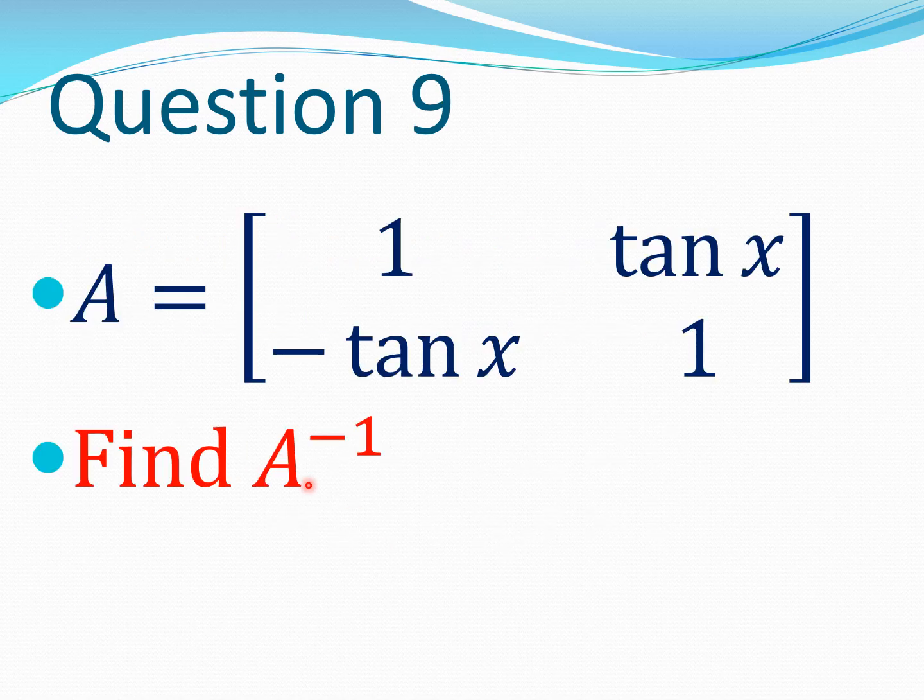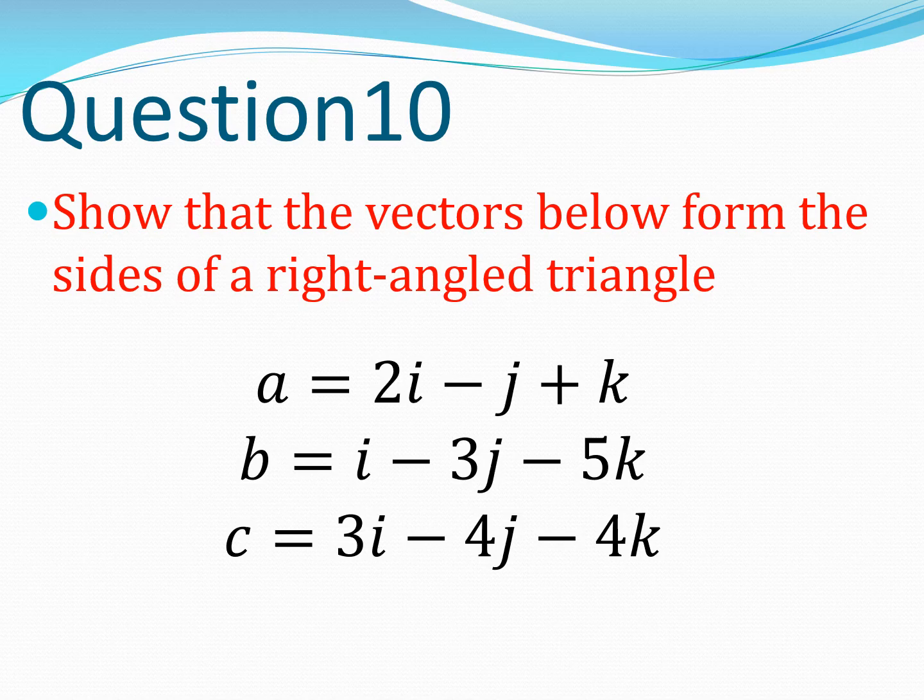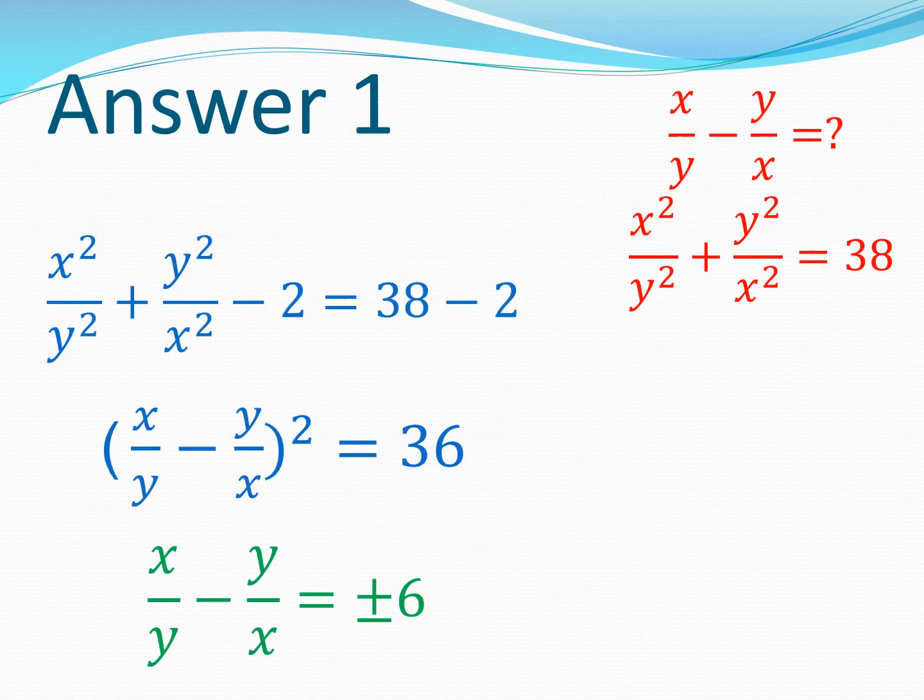Question number 9 gives you a particular matrix. So this is the A matrix, 1, tan x, minus tan x, 1. It's a 2 by 2 matrix and you are asked to find the inverse of this matrix. And finally, question number 10 tells you that there is a set of vectors. These are A, B, and C. And you have to show these three vectors form the sides of a right angle triangle. Remember that i, j, k are the unit vectors in the x, y, and z directions.